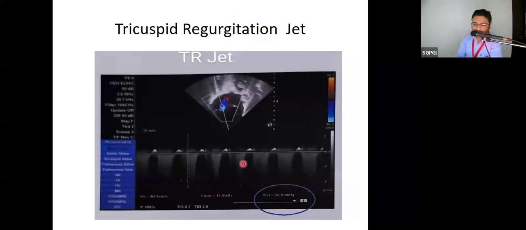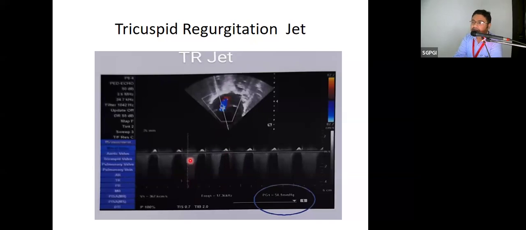So this is the classical TR jet. You can see the blue jet. Whenever you see the blue is more than the red, that means a regurgitation. Instead of the blood coming down, it is going up from the RV to the RA. And this is the Doppler, the measurement of the TR jet.